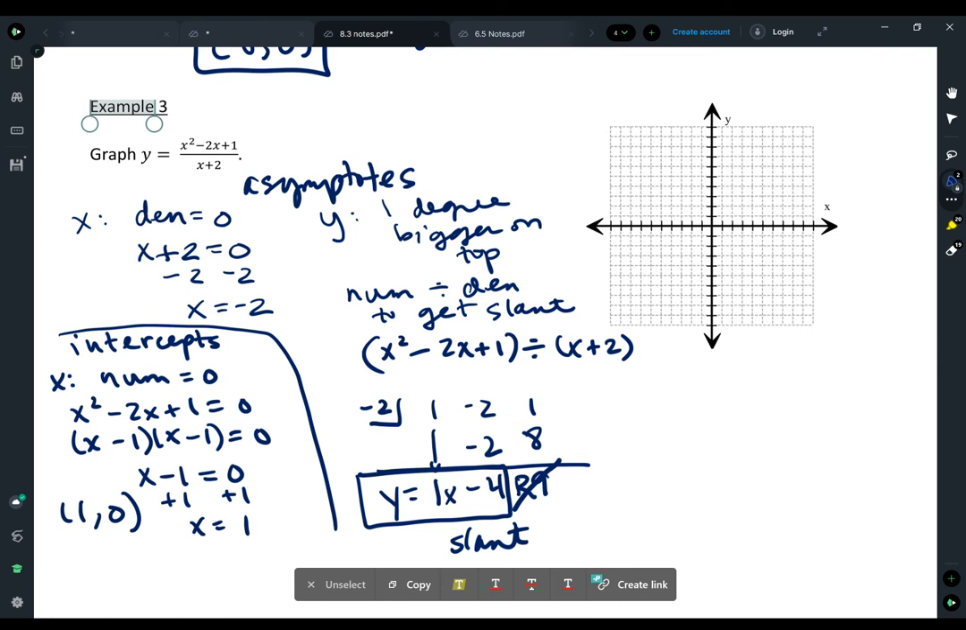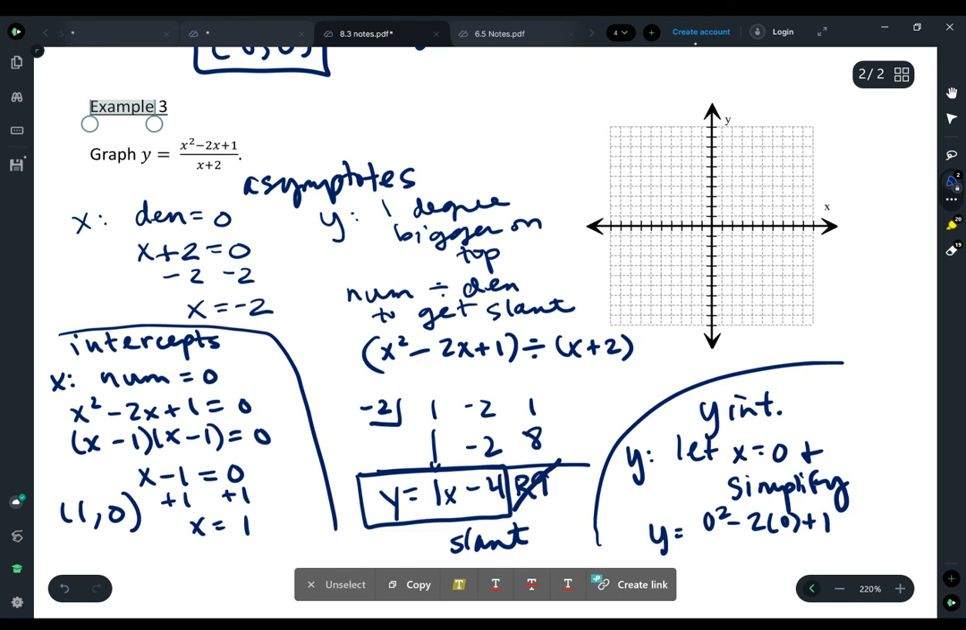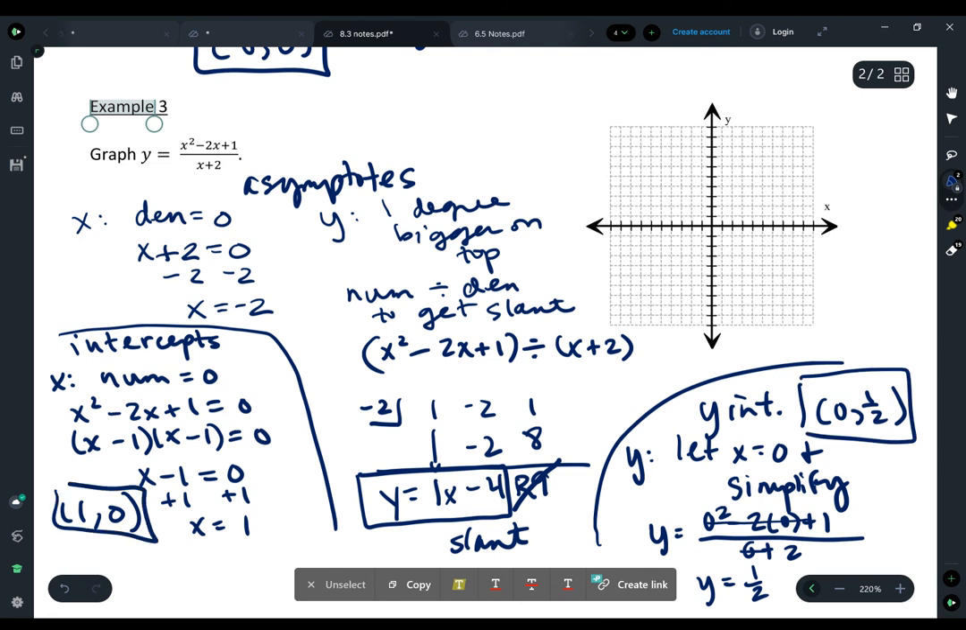And then I need to figure out my y-intercept. I think I'm going to have to put that one over here. We're kind of running out of space. So my y-intercept comes from letting all of my x's equal 0 and then simplify. Okay, so this is for y. So then y is going to equal 0 squared minus 2 times 0 plus 1 over 0 plus 2. So all of these zeros are pretty much just gone. I have y equals 1/2. And that is 0 comma 1/2. So remember, my intercepts are ordered pairs and my asymptotes are equations.